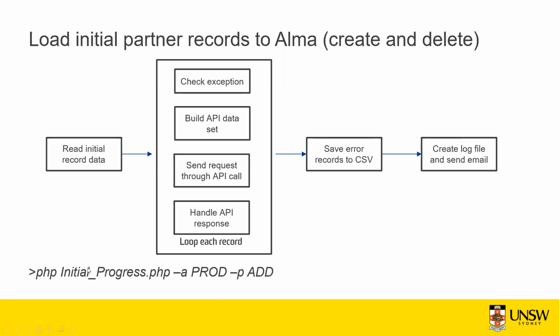To run this script, you need to type this command with those options. These options run this process in Alma production and also add the record into the Alma system. If you want other options, you just remove the option part, and you can see what other options are available for this command.